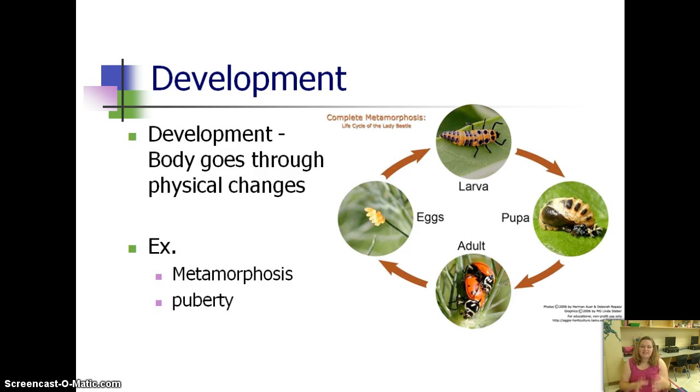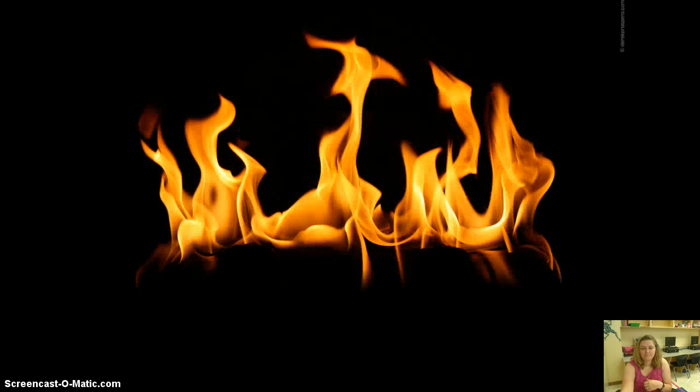And then development. This is how our body goes through physical changes, okay? You're currently going through this. You're going through puberty. In a butterfly, they're going to go through metamorphosis. So they're going to start out as a larva. They're going to turn into a caterpillar and then the adult butterfly, okay? And then they're going to lay some eggs and we're done. Same thing with frogs. We have tadpoles, we have eggs, etc.